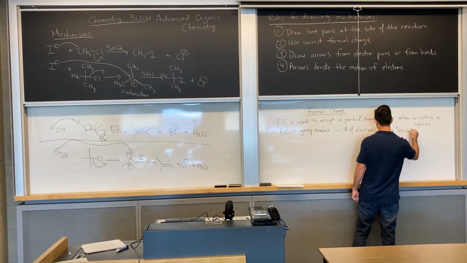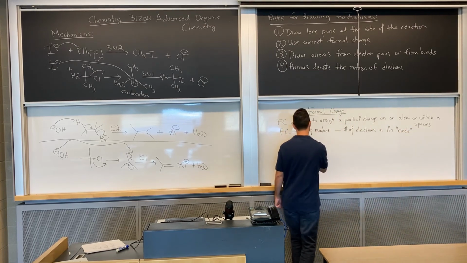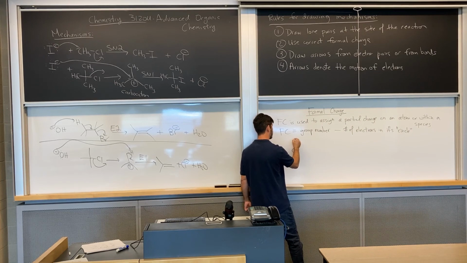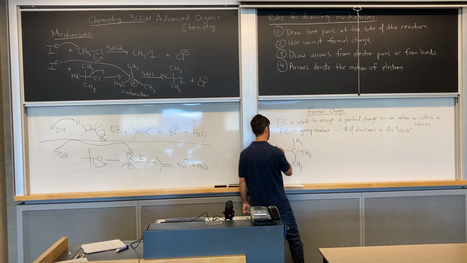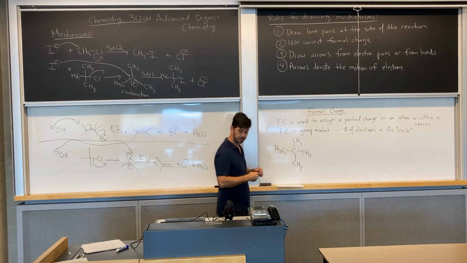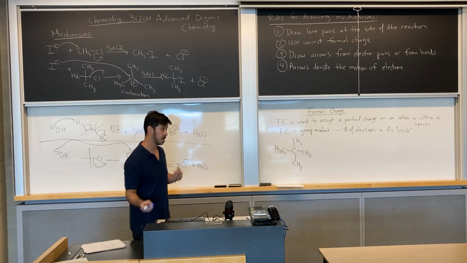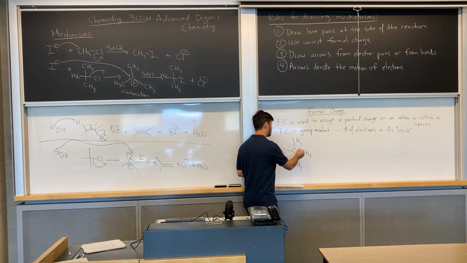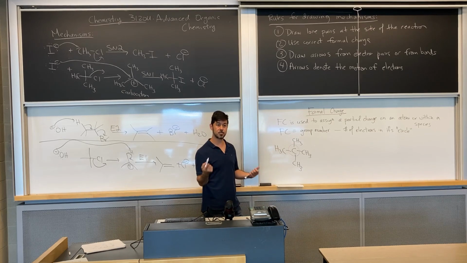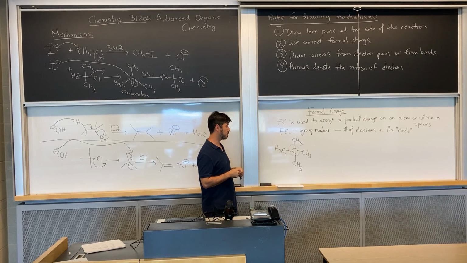Okay, so if we look at a fairly straightforward example, and if we're asked to tell us what the formal charge is of this carbon here, well, you can probably tell me right away that it's 0. It's a neutrally charged carbon. There's no charge on that carbon whatsoever.